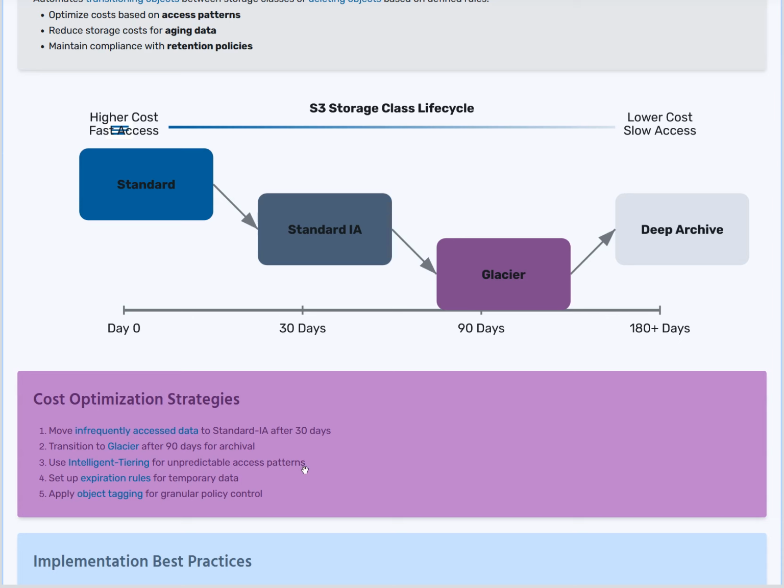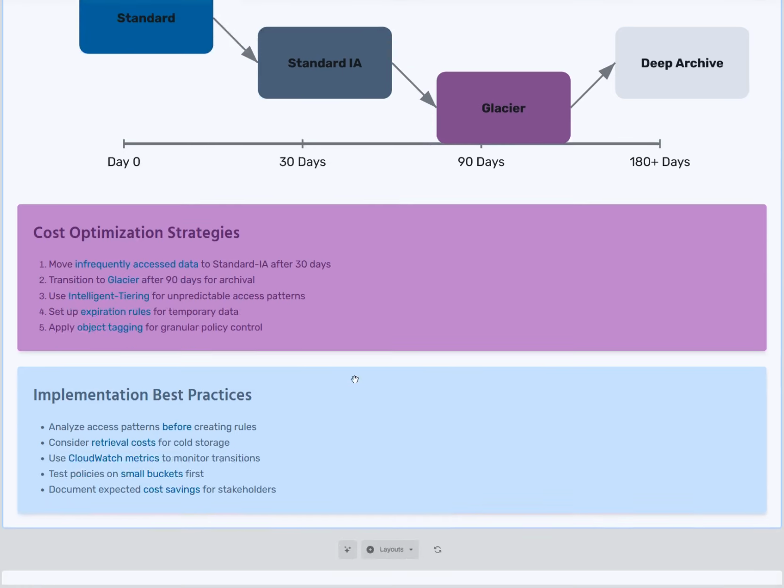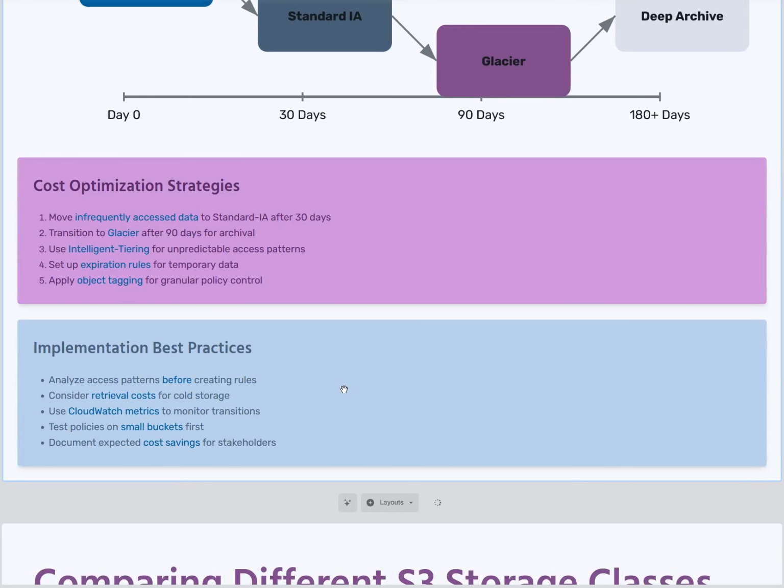Use Intelligent-Tiering for unpredictable access patterns. So keep it in there for unpredictable patterns. Set up expiration rules for temporary data, an expiration date so they get deleted. And then apply object tagging for granular policy control. With tags, maybe you can delete some of the temporary data, or some of the data can be archived into Glacier, right?